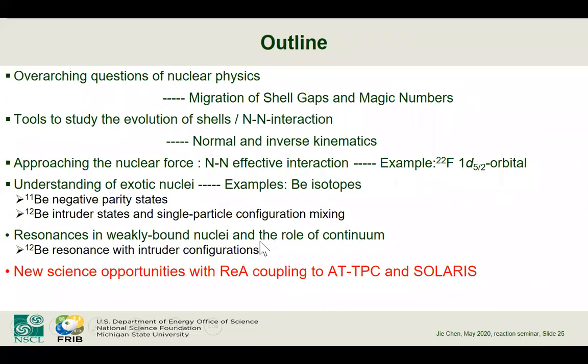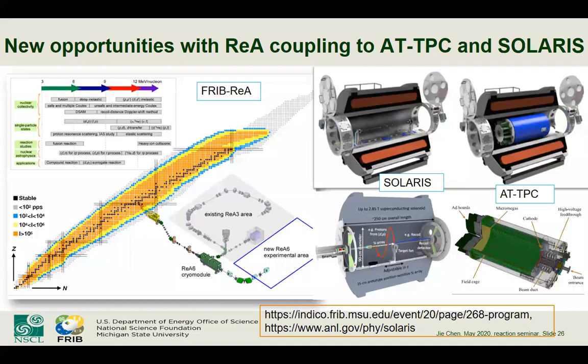Now I come to the final part of the talk. I will show you some new science opportunities with the re-accelerated beam coupled to ATTPC and SOLARIS. So SOLARIS will be coupled to the future facility of ReA at FRIB, at the re-accelerated beam line, and it will realize the full potential of the science opportunities possible with the re-accelerated beam at around 5 to 20 MeV per nucleon.